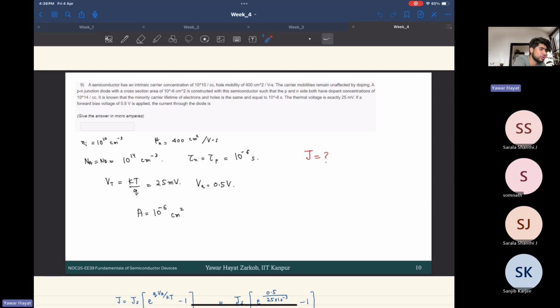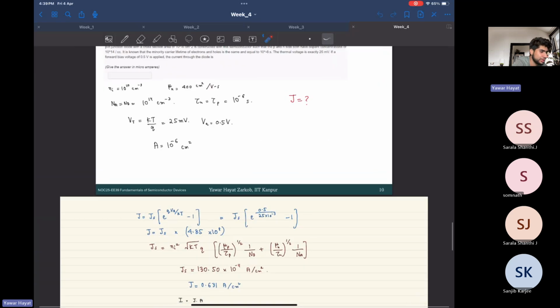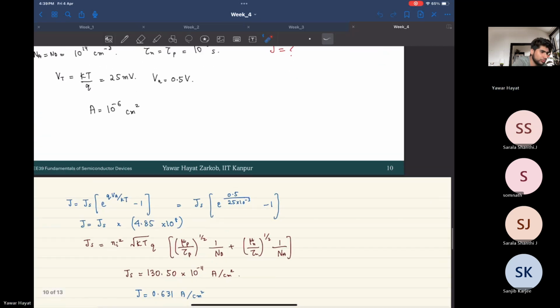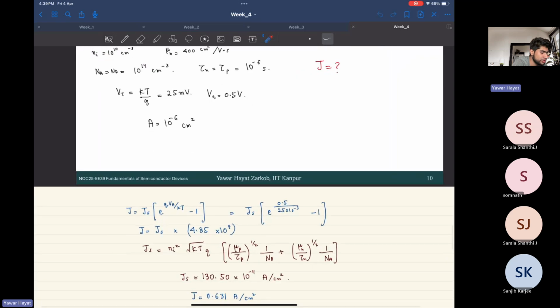If a forward bias voltage of 0.5 is applied, what is the current through the diode? Now, what is J? I can write this equation: J is equal to Js times exponential of QV by KT minus 1. I'll plug in the values. If I plug in the values for this 0.5 volt, my J would be Js times 4.85 into 10 to the power 8.